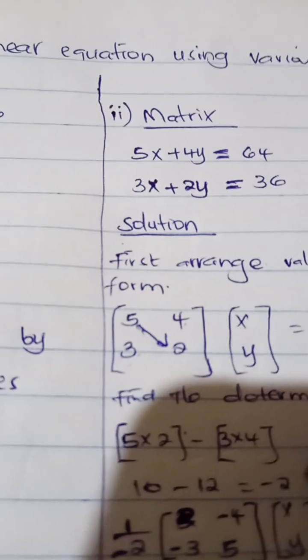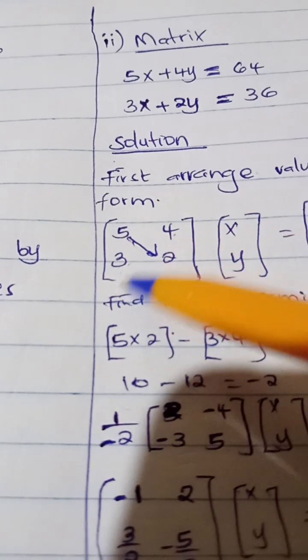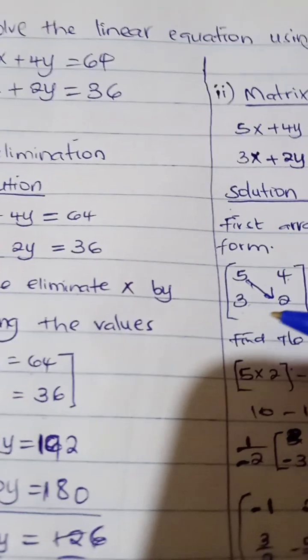So that's the determinant. To have the inverse, it should be 1 over the determinant. So if it is negative 2, it should be 1 over negative 2. Then, if you have the determinant, you insert these values here, but now we have to interchange 2 to be the first one and 5 down here. Then for the rest you have to introduce the negative sign.